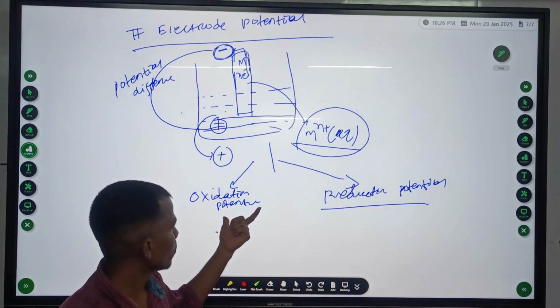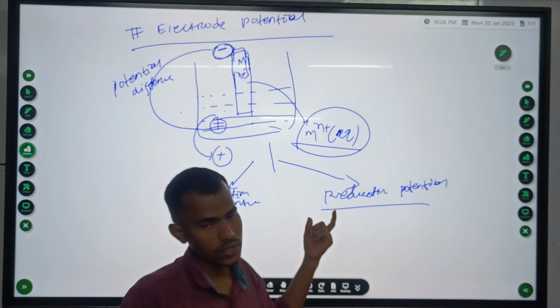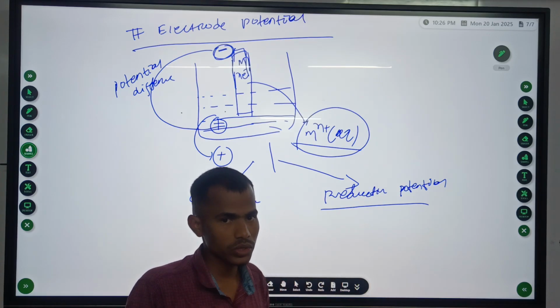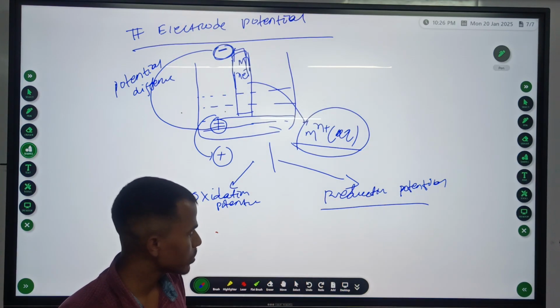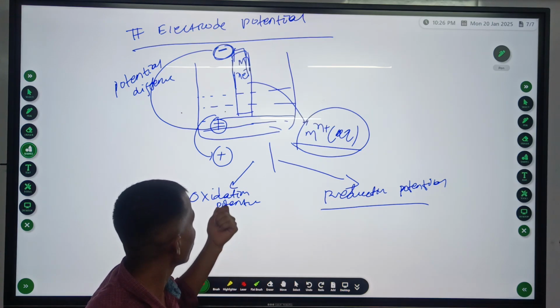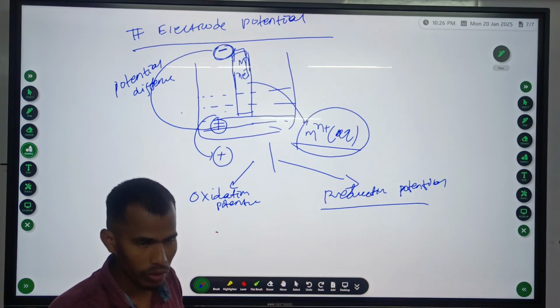Also, from this information we can say which is a more oxidizing agent and which is a more reducing agent. That is the information we get from this.